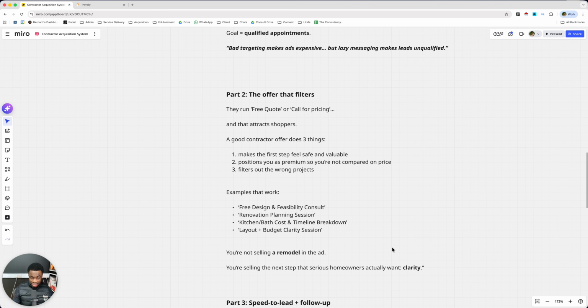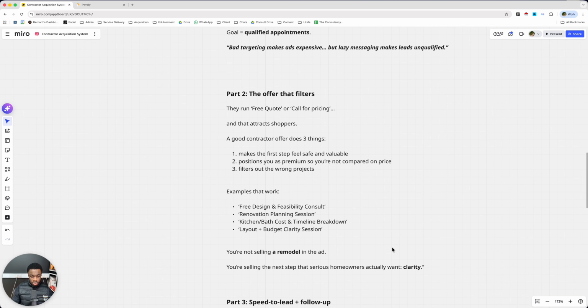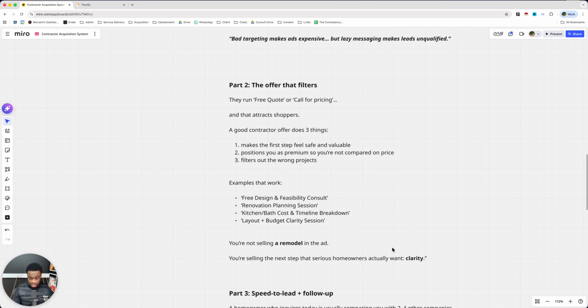So these are just simple examples that work. One being a free design and feasibility consultation. Two is a renovation planning session. Three is a kitchen, bathroom cost and timeline breakdown. And the last one is a layout plus budget clarity session. So you're not selling a remodel in this case in the ad. You're selling the next step that serious homeowners actually want, and that is clarity.